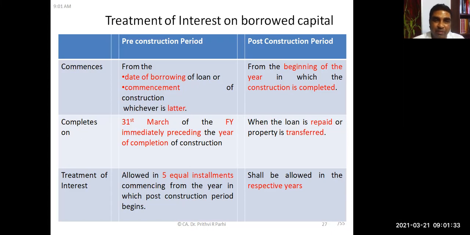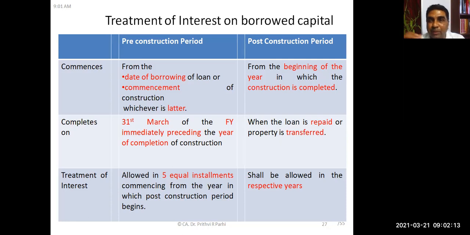Pre-construction period starts from the date of borrowing the loan or date of commencement of the construction, whichever is later. And pre-construction period ends on 31st March of the financial year immediately preceding the year of completion of construction. And post-construction period starts from the beginning of the year in which construction gets completed, and ends when the loan is repaid or property is transferred. Okay. And this post-construction period interest shall be allowed every year. That is, in respective years, the amount of interest which has accrued is allowed.